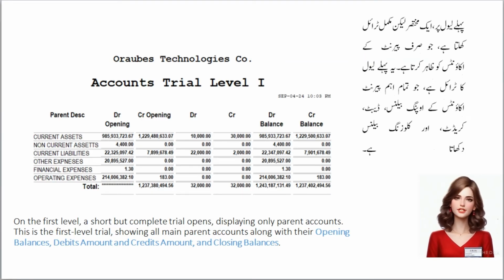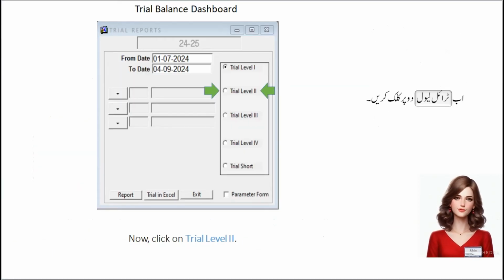On the first level, a short but complete trial opens, displaying only parent accounts. This is the first level trial, showing all main parent accounts along with their opening balances, debit amounts, credit amounts, and closing balances. Now click on trial level 2.